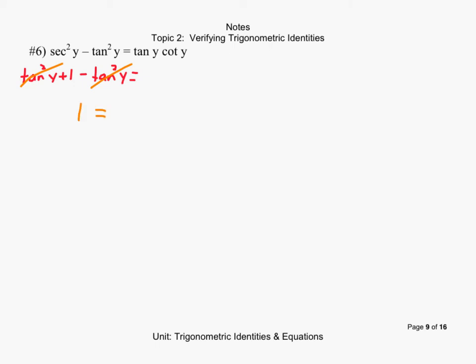What happens on the right side when you multiply a trig function times its reciprocal? You get 1. Anytime you multiply anything times the reciprocal, you get 1. So 1 equals 1. Anything is easy if you know the solution. Right?